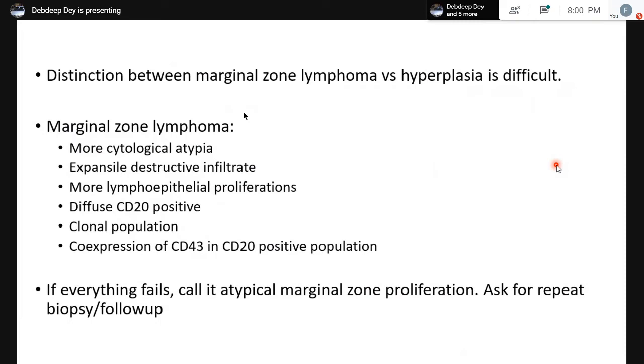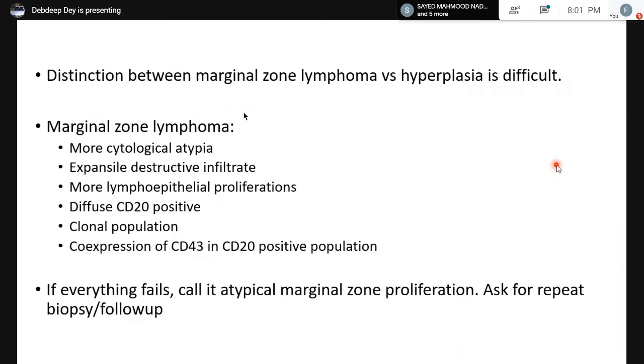Now, the more difficult problem which I find in routine practice is the distinction between a marginal zone lymphoma versus a marginal zone hyperplasia. Now, a marginal zone lymphoma has more cytological atypia with an expansile destructive infiltrate, lymphoepithelial lesions, a diffuse CD20 positive population of cells, which is clonal, and there is co-expression of CD43 in the CD20 positive population. Now, it is all good to list down these points, but when it comes to actually making the diagnosis on the slide, not all the features will be present.